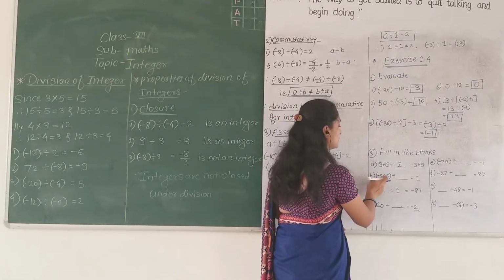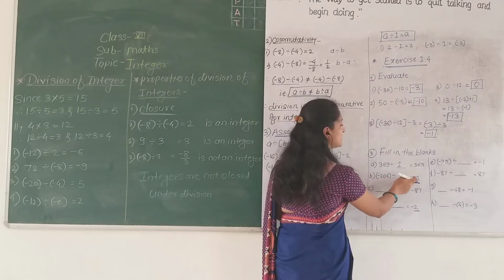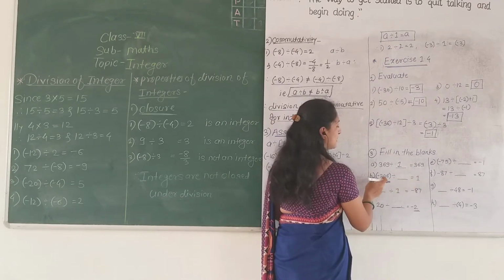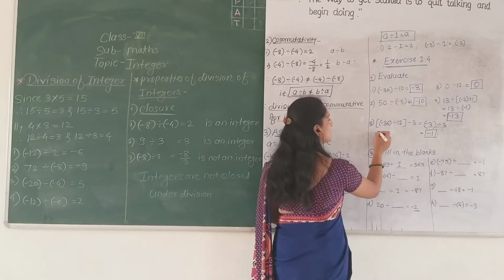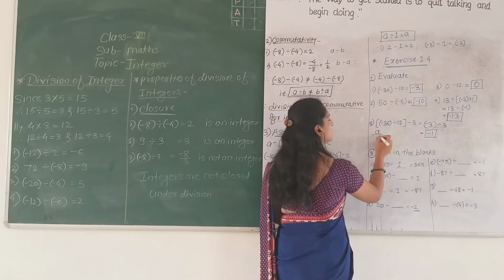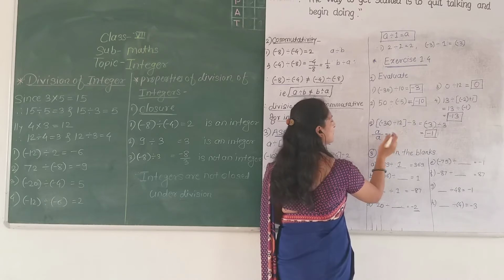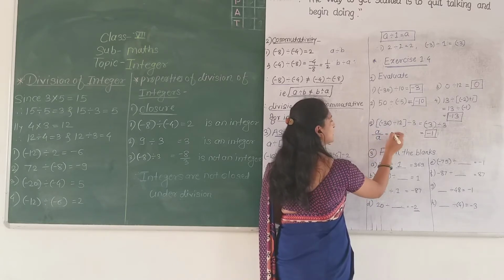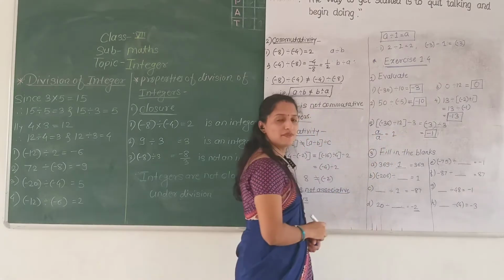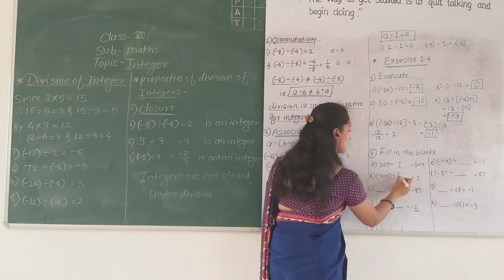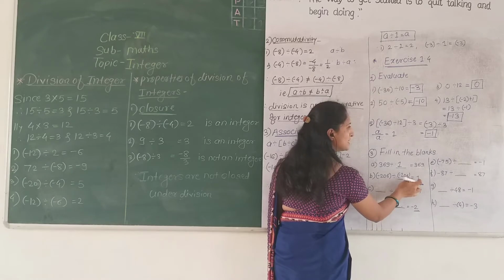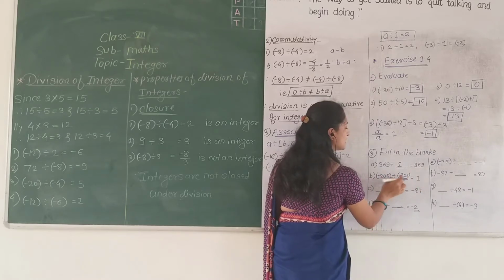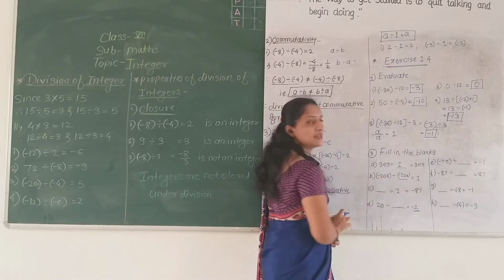Again, negative 206 divided by dash dash is equal to 1. Okay, negative 206. Now the quotient is 1. When do we get the quotient 1? When we divide the number by itself, we get the answer 1. That means here, negative 206. Why is it negative? Since the quotient is positive, and both integers are negative, then only the quotient is positive.